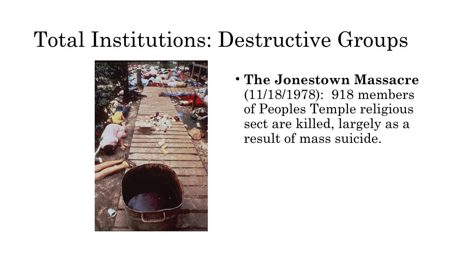A few people managed to escape into the jungle. A few others were shot by Jones' armed guards while resisting drinking the punch or trying to run, but most did as they were told, first feeding the poison drink to their children before taking it themselves. Jones then killed himself with a self-inflicted gunshot wound.